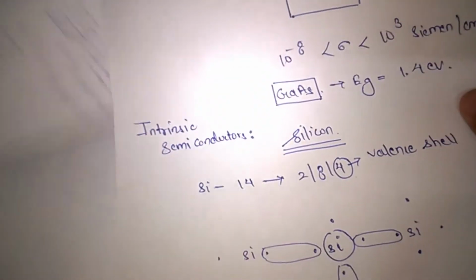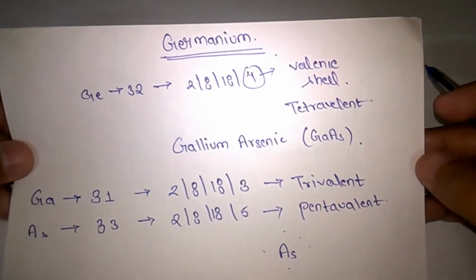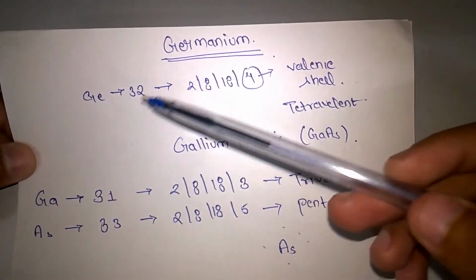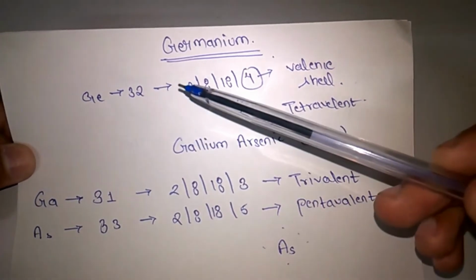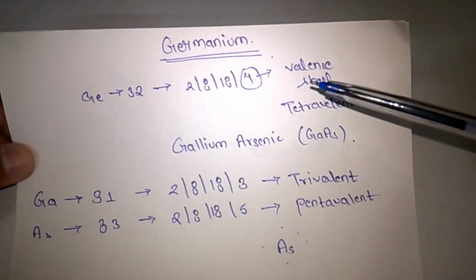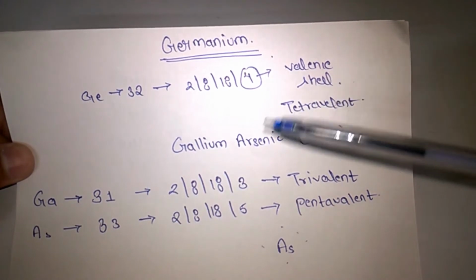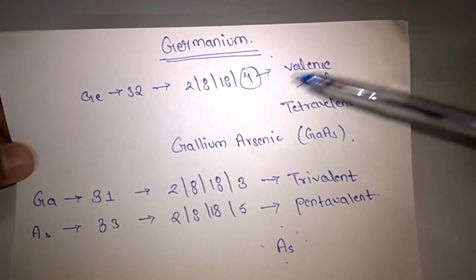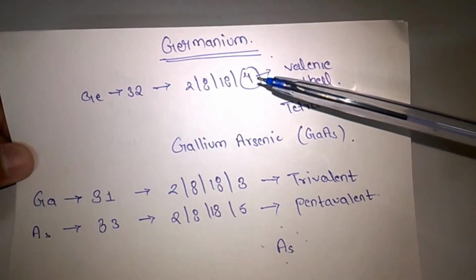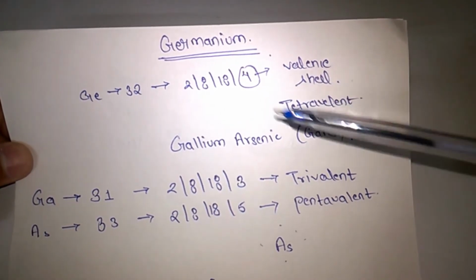Now we will consider another intrinsic semiconductor, that is germanium. As we see here, germanium has atomic number 32, which has electronic configuration 2, 8, 18 and 4. It means the valence shell, which is the outermost shell, has 4 electrons in it. So we will call it tetravalent, because it has 4 electrons in the outermost shell. Silicon also has 4 electrons in the outermost shell, so it is also called tetravalent.